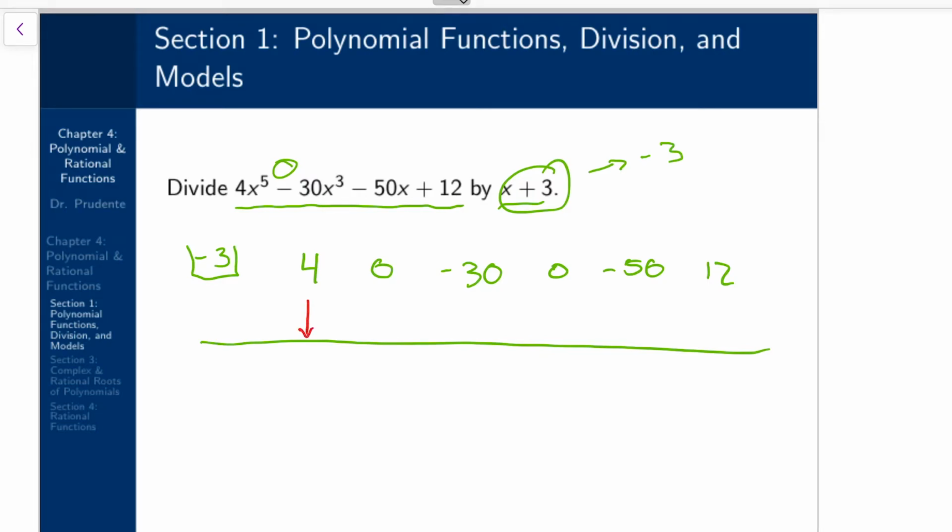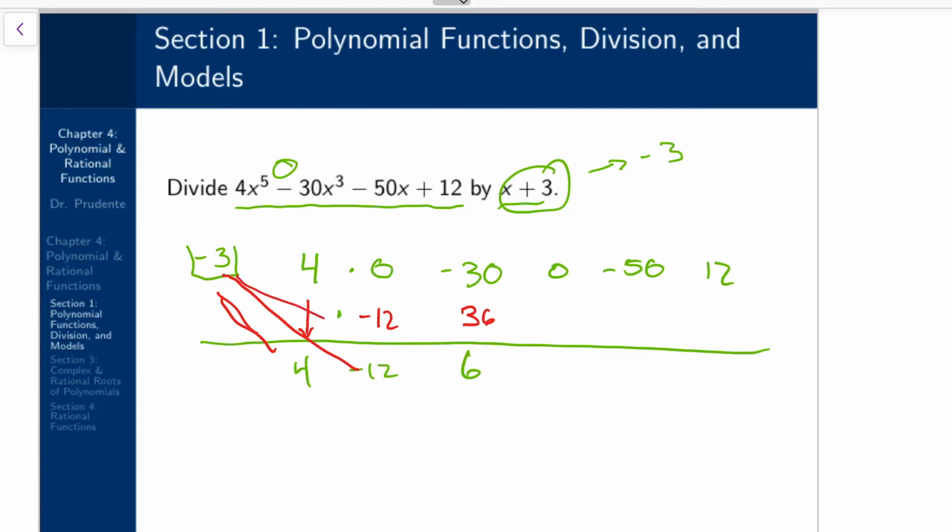So what we'll do is drop down the 4, and we'll multiply this negative 3 and this 4 together. And what we'll do is take that product and write it right under the next vertical spot. So negative 12. And then what we're going to do is add these two numbers together, 0 and negative 12, and get negative 12. Right. Then this negative 3 is going to multiply by this negative 12, and I'll get 36. And now I'll take that column and add it and get 6.